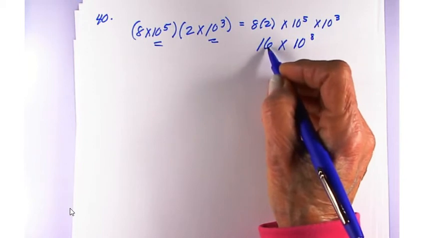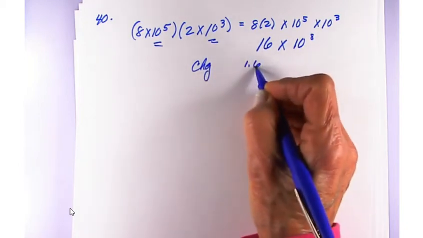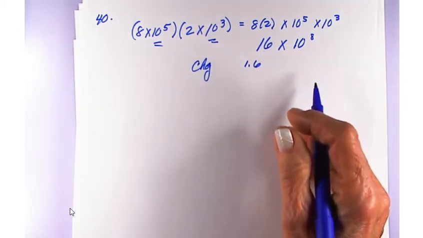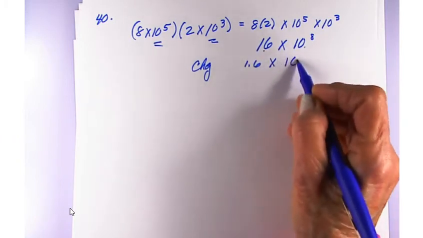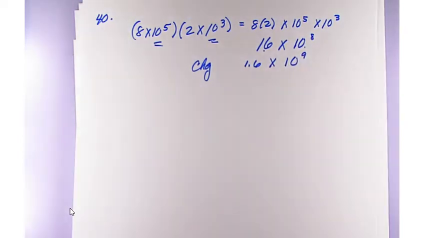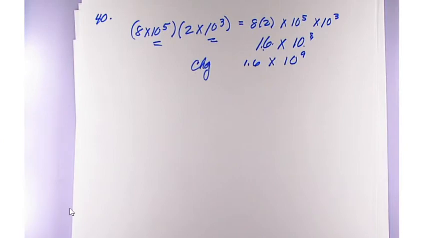So I have to change 16 to 1.6. So I moved my decimal place 1 point. I actually divided by 10. So if I divide by 10 to balance it, I have to multiply that by 10 and add 1. So I move this 1 place to the left. I have to add 1 in order to balance that out. So now we're going to get, that's exactly right, 1.6 times 10 to the 9.